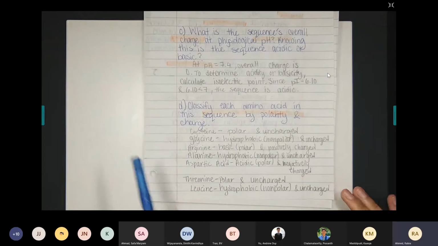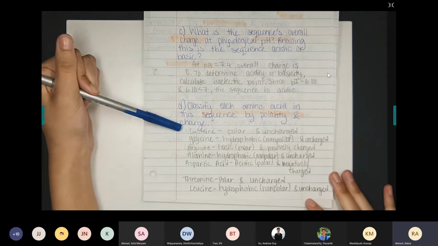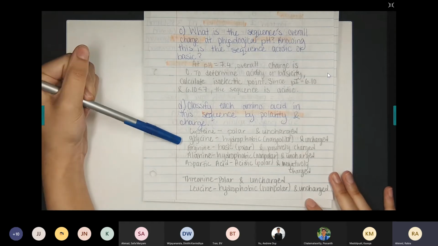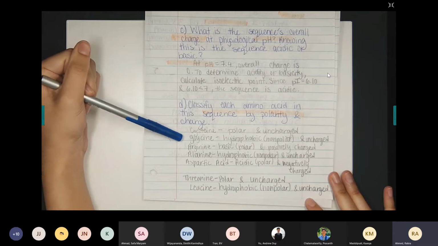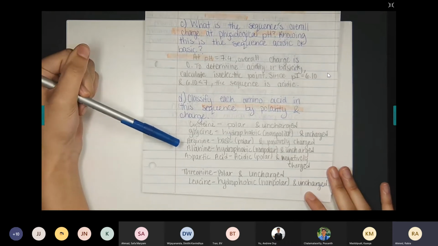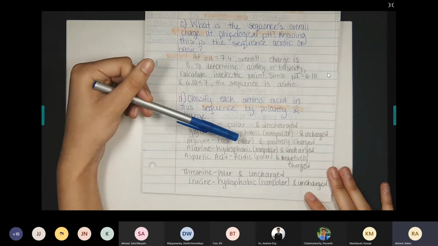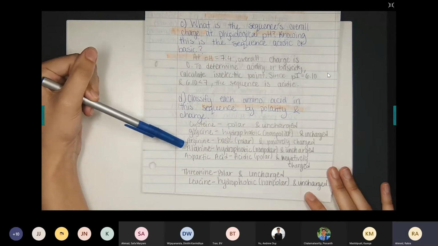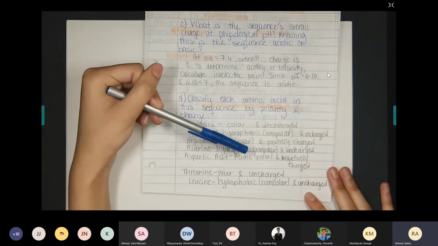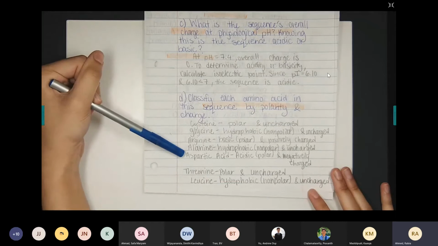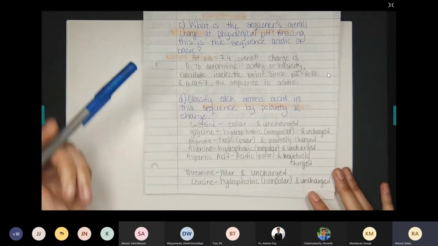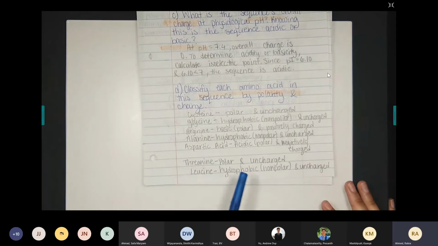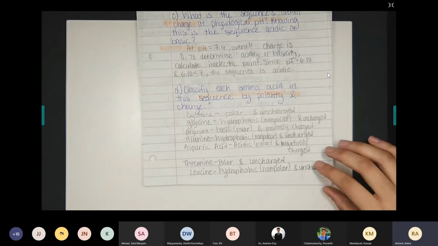So for 7D, classify each amino acid in the sequence by polarity and charge. Cysteine is going to be polar and uncharged. Glycine is going to be hydrophobic, nonpolar, and uncharged. Arginine is going to be basic, polar, and positively charged. Alanine is going to be hydrophobic, nonpolar, and uncharged. Aspartic acid is going to be acidic, polar, and negatively charged. And then threonine is polar and uncharged, and leucine is hydrophobic, which is nonpolar and uncharged.